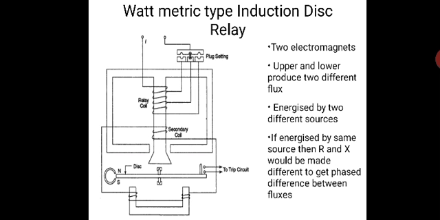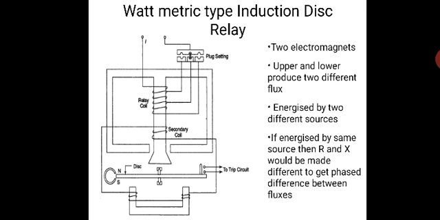The flux phi 2 induced in the lower magnet by the current in the secondary winding of the upper magnet will lag behind phi 1 by an angle alpha. So the two fluxes phi 1 and phi 2 differing in phase by alpha will produce a driving torque on the disc, proportional to phi 1 into phi 2 into sin alpha. If this circuit is open, no flux can be set up by the lower magnet. Therefore, the relay can be made inoperative by opening the secondary winding circuit.